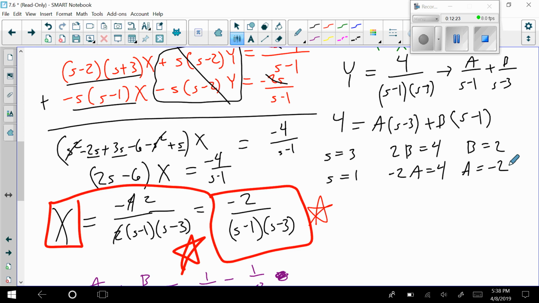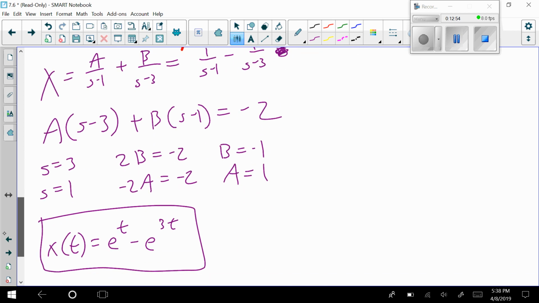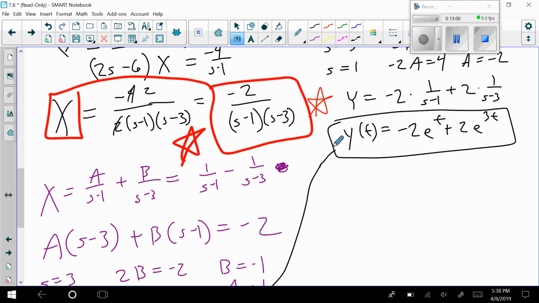Which means that I have y equal to negative 2 times 1 over s minus 1 plus 2 times 1 over s minus 3, which gives me y of t equal to negative 2e to the t plus 2e to the 3t, right? And there would be my other solution, right? And, you know, they're pieced together, right? They kind of need each other to be the answer here.